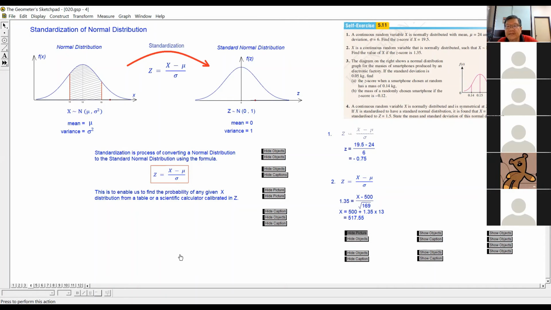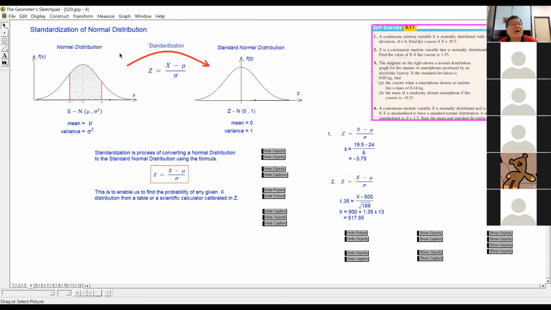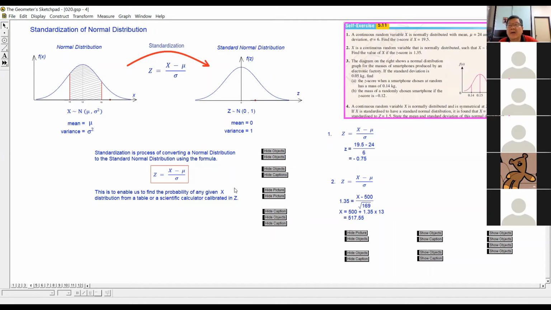The diagram on the right shows a normal distribution graph for the mass of smartphones produced by an electronic factory. If the standard deviation is 0.05 kg, find the z-score when the smartphone chosen at random has mass of 0.14. The mass of a randomly chosen smartphone is what if the Z score is negative 0.12.